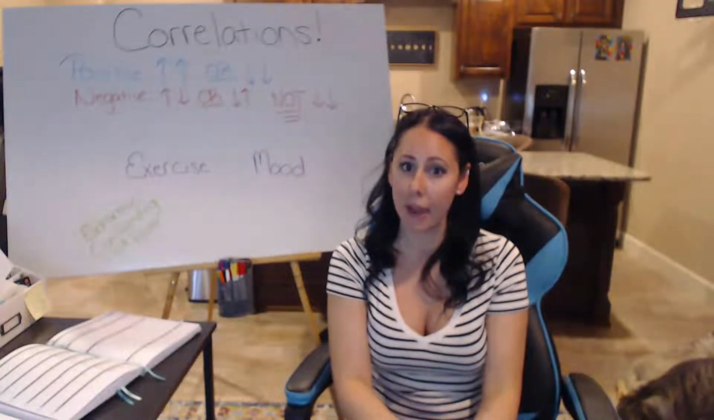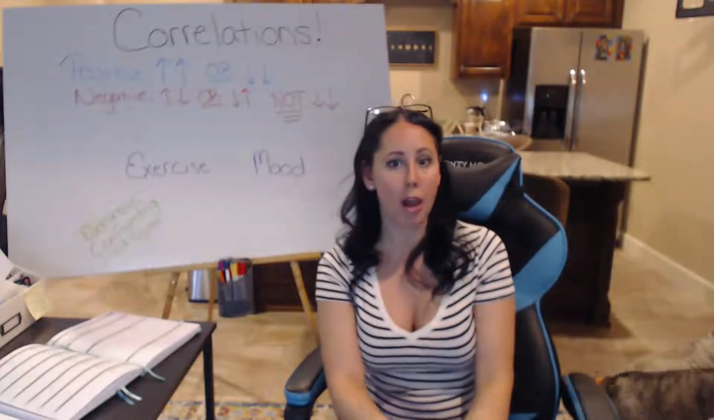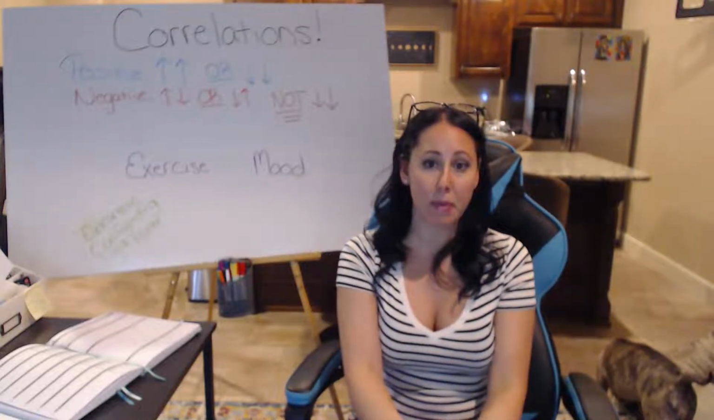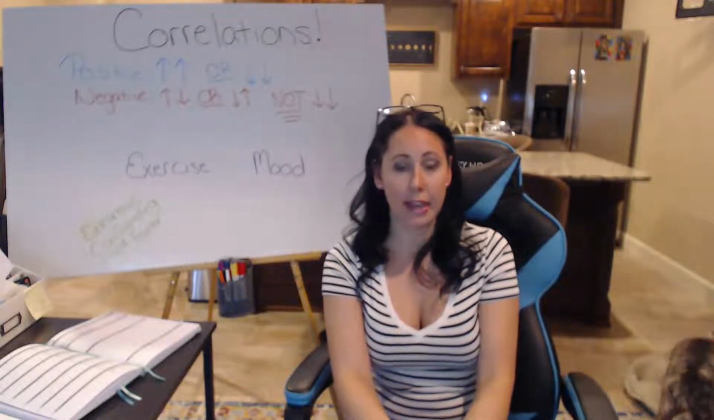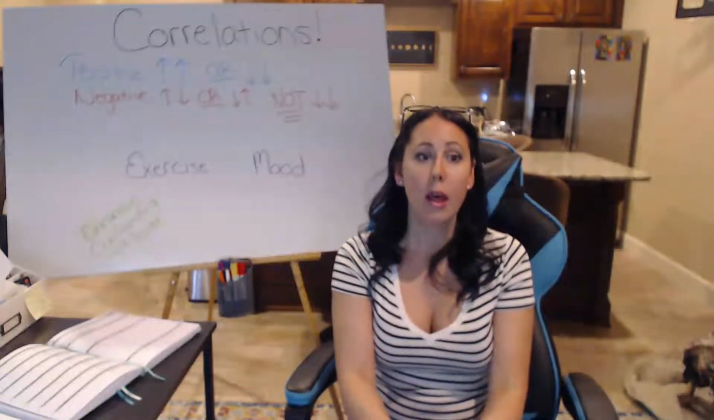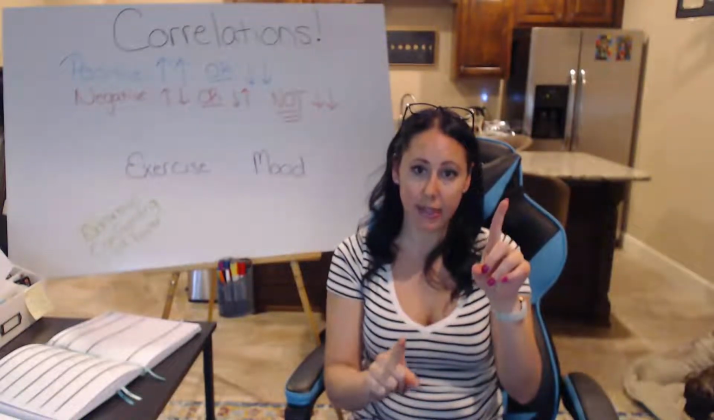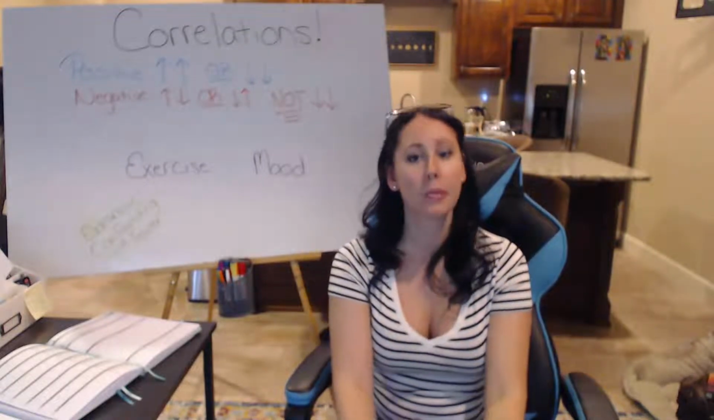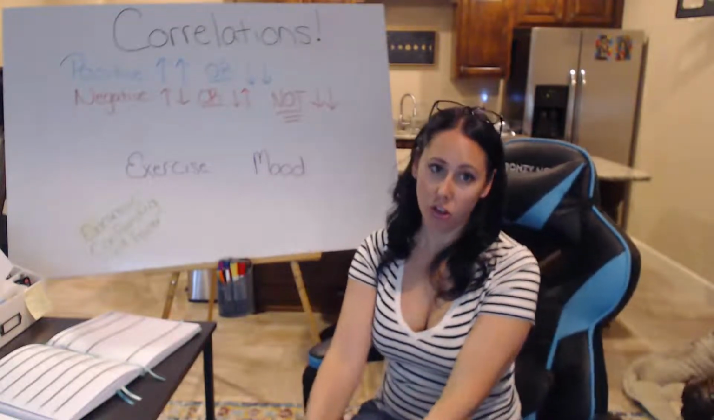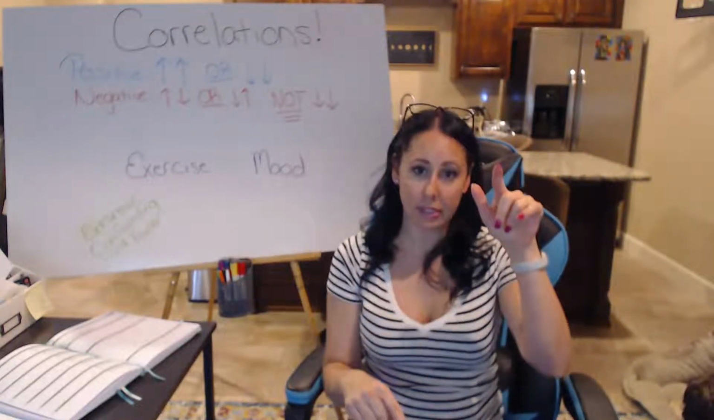If I say the number of minutes on average every day spent studying is related to an increase in average quiz scores, that would also be a positive correlation. More time studying, higher quiz score. Less time studying, lower quiz score. A negative correlation, as I'm sure you figured out now, is where they're moving in opposite directions.